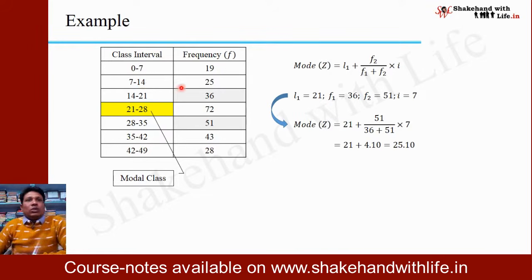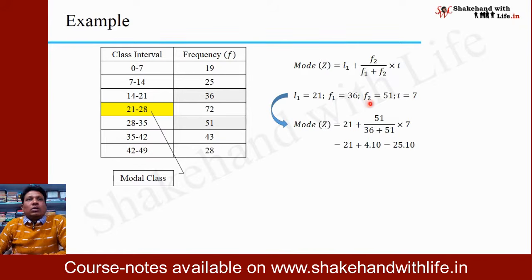So what is the modal class? 72 is the highest frequency, therefore 21 to 28 is the modal class. So L1, the lower limit of the modal class, is 21. F1, the frequency of the class interval which is preceding, coming before the modal class, is 36.